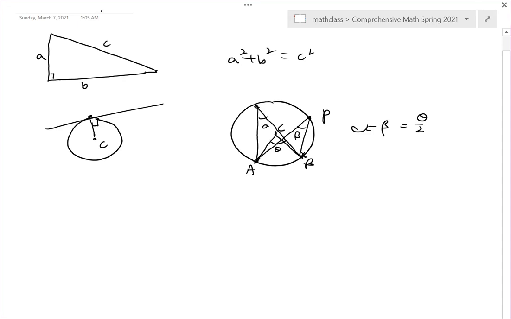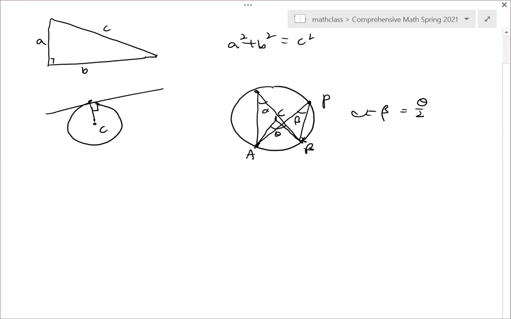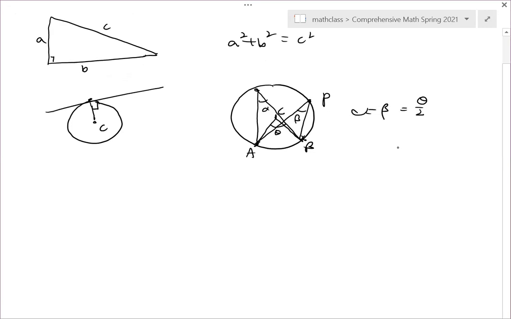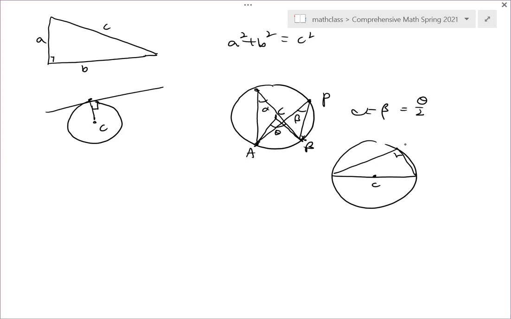So the special case is if the triangle is inscribed and one side is on the diameter, then this is the center. Then this must be the right angle because it's going to be half of the 180 degrees, so it must be a right angle. Doesn't matter where the point is. Okay, I think those are the important properties. Others are just formulas, how to find the area or surface area of a sphere.